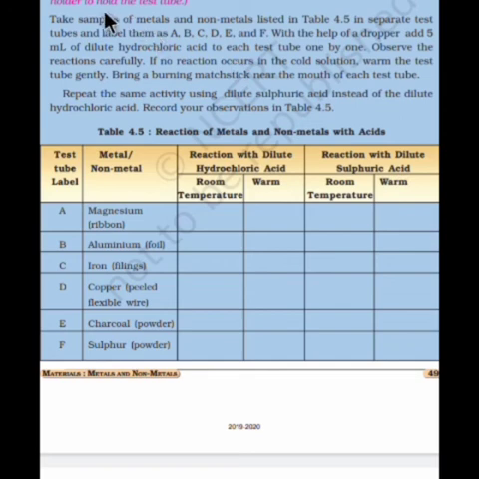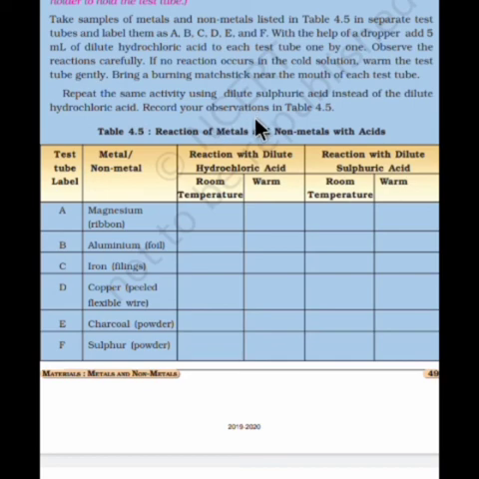Let's see. Take samples of metals and non-metals listed in table number 4.5 in separate test tubes and label them A, B, C, D, E and F. With the help of a dropper, add 5 ml of dilute hydrochloric acid to each test tube one by one. Observe the reaction carefully. If no reaction occurs in the cold solution, warm the test tube gently. Bring a burning matchstick near the mouth of each test tube. Repeat the same activity using dilute sulfuric acid instead of HCl.